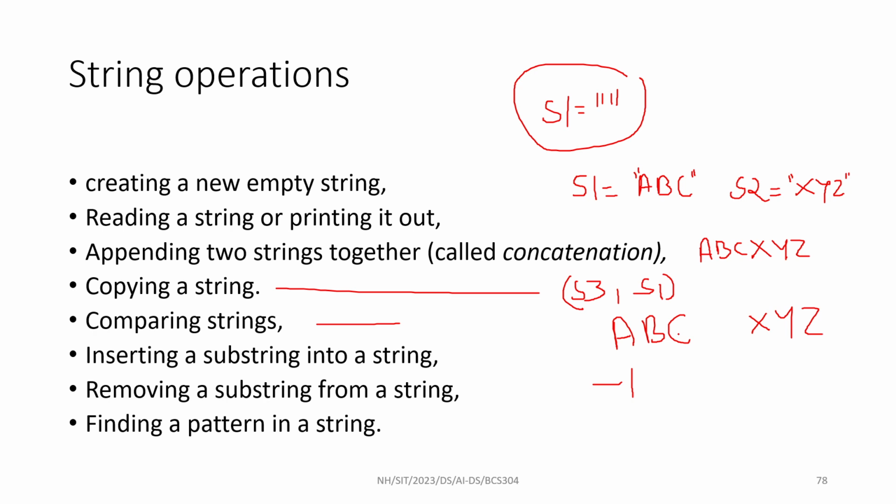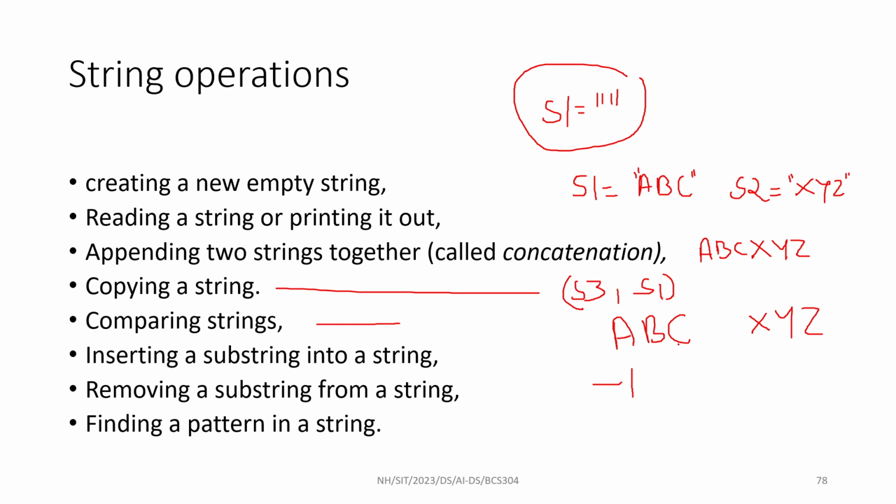ABC and ABC are same. After comparison, the value will be 0. If the comparison function returns value 0, then we can say both strings are same. Suppose I compare XYZ with ABC. XYZ is bigger than ABC.